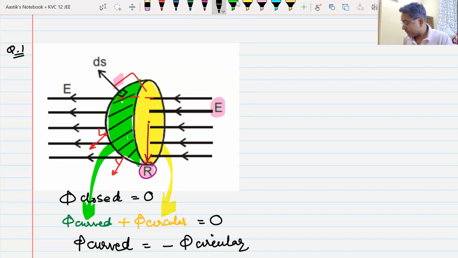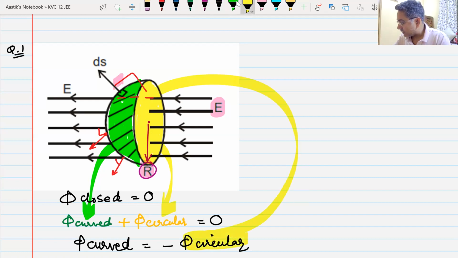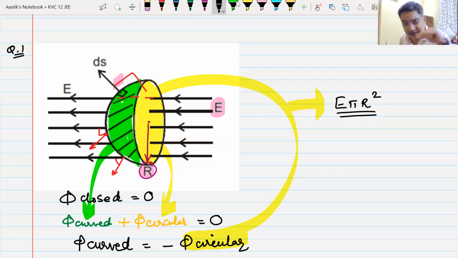But the angle is constant. So what is the flux through the circular part? It is simply equal to E into pi r square. Do we understand this? With a negative sign, because the area vector of this part will go like this.